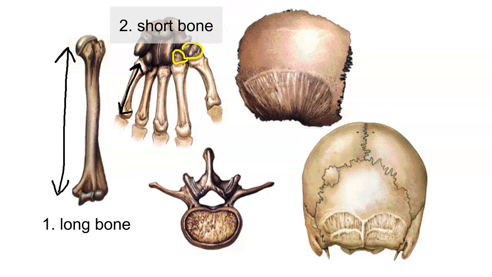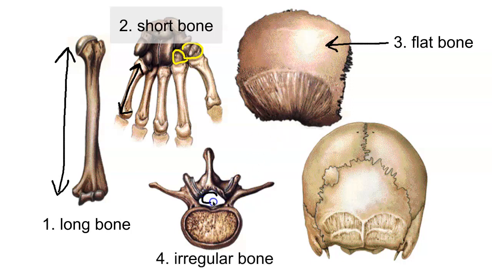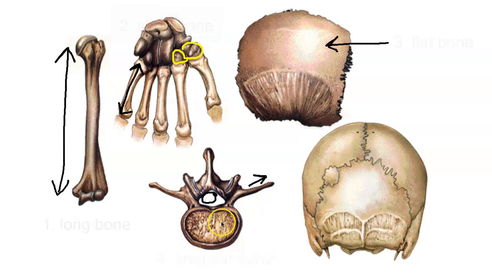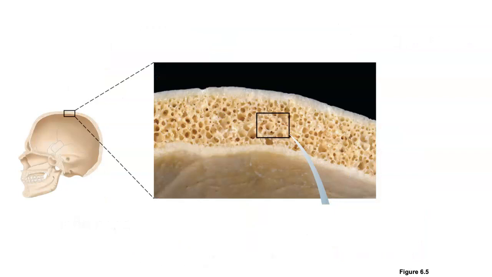There are flat bones, and flat bones have a curved surface, but they're flat, like they're showing us a skull bone as an example of a flat bone. The sternum is a flat bone. And then there are bones that don't fit into those categories because they have holes and projections, and those are called irregular bones.